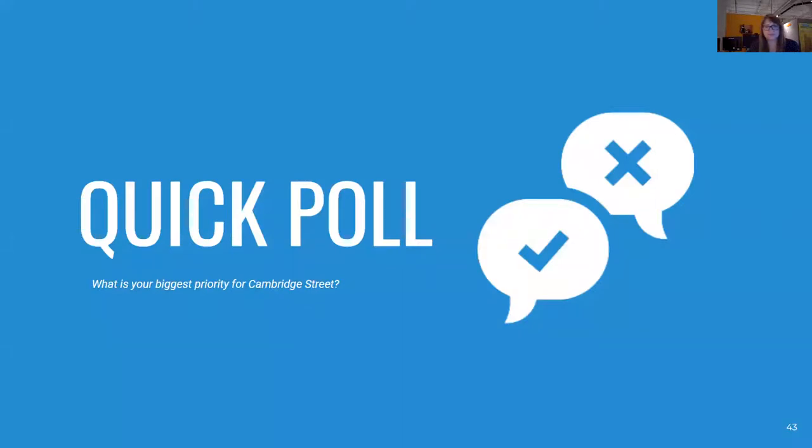Okay, so we just threw a lot at you. And sometimes we like to say, you be the planner. We're having to think about all of those different balances and all of those different needs. So we're curious what your biggest priority for Cambridge Street might be. I just shared another quick poll. We have improving the pedestrian experience, making it safer and easier to bike, improving the public transit experience, increasing public space, new housing, and supporting businesses and economic growth. I'm just going to give you all a minute to think through that. It should be pretty quick.